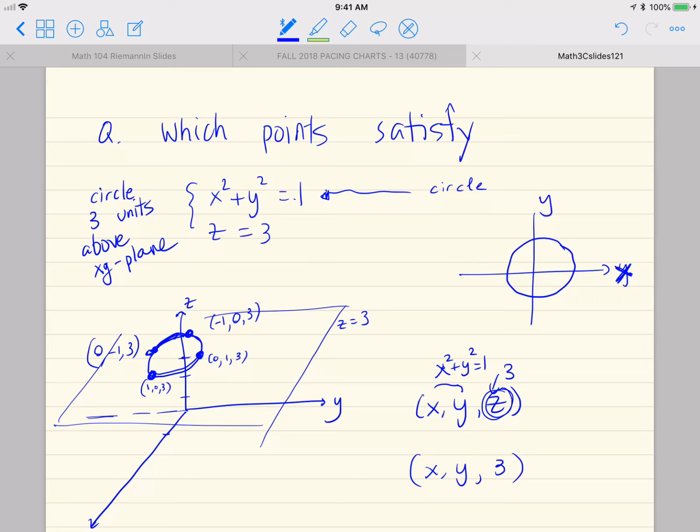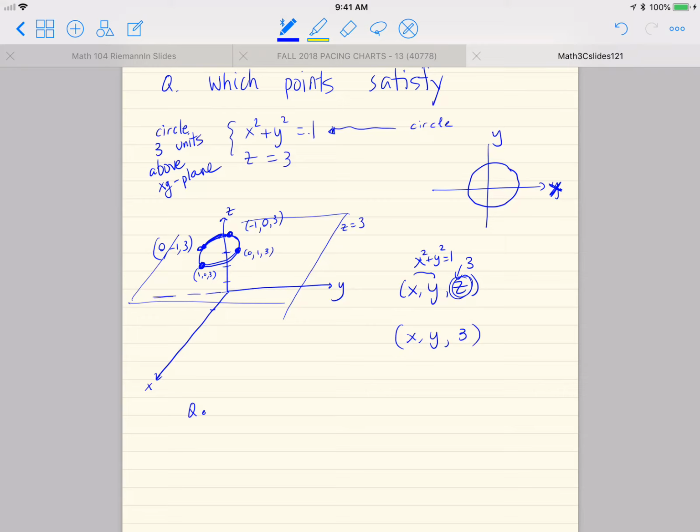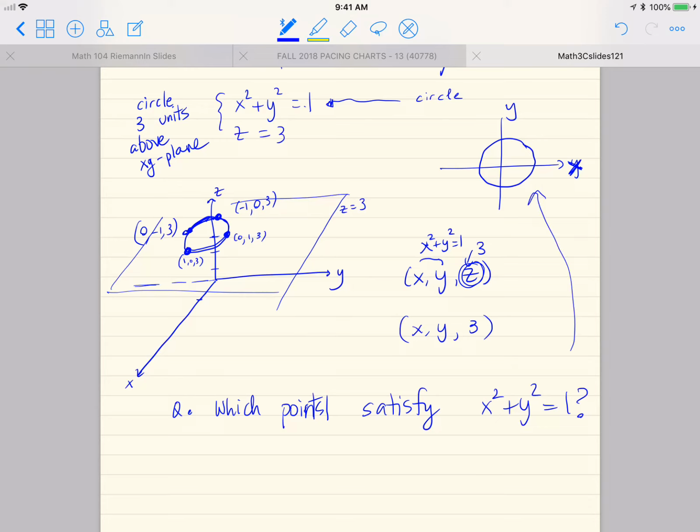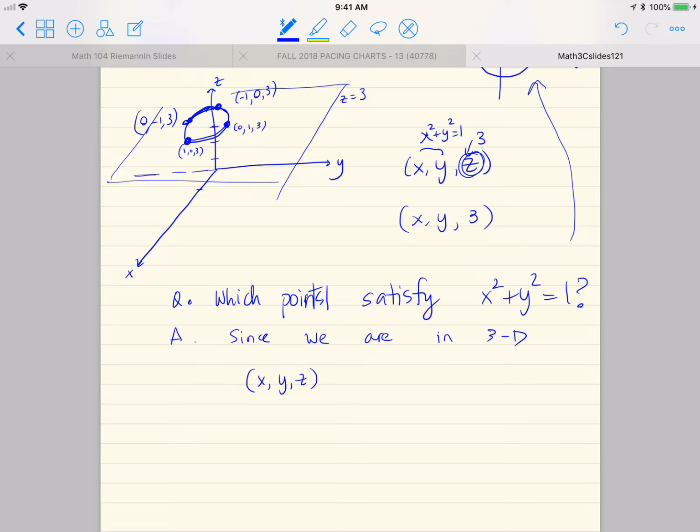Okay, now let's ask the next question. Which points satisfy x squared plus y squared equals 1? Here, the answer depends on the context. If you are working in 2 dimensions, then your answer is just the unit circle. But since we're in 3-dimensional space, we're considering points (x, y, z). Now z can be anything, and we need x and y to just satisfy the relationship that x squared plus y squared is equal to 1.